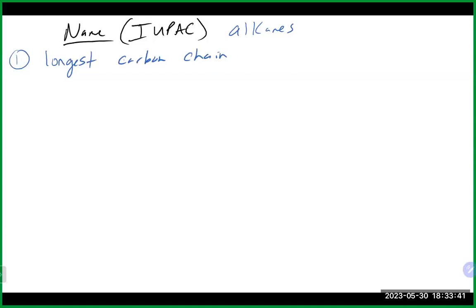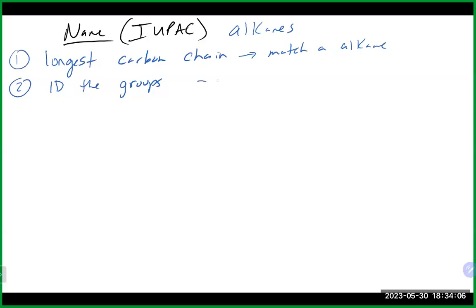When you find that longest continuous carbon chain, that will most likely match an alkane, one of those first 10 alkanes, and that really will be the base of your name. Once you do that, you want to identify the groups that are attached. And as we talked about, if it is a carbon-based group, it will have that YL ending.